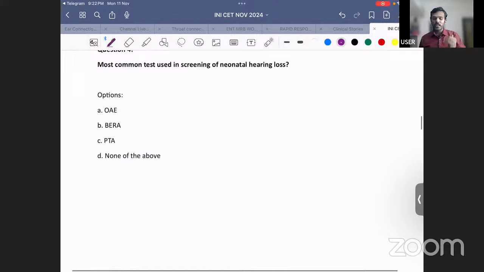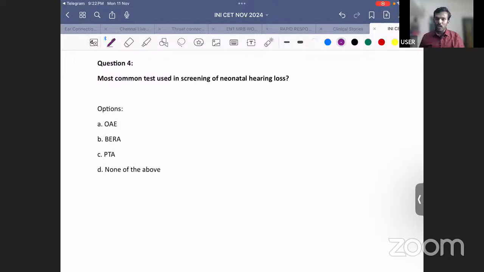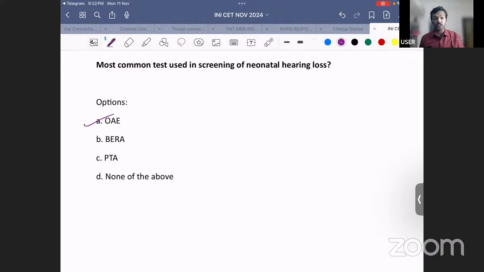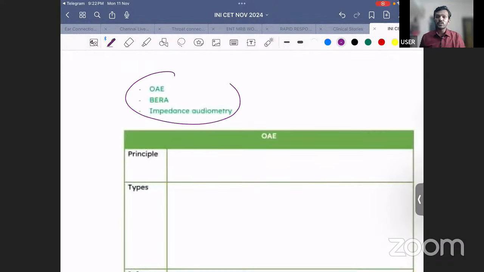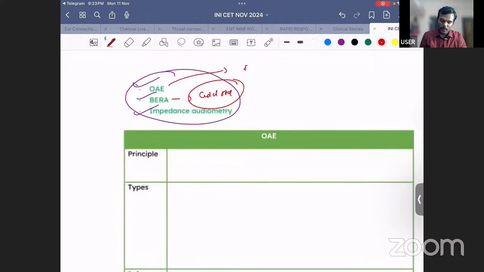So most common test used in screening of neonatal hearing loss. Okay, cakewalk question. Comparing to BERA, OAE is the best screening test of choice. So let's get back to the discussion. These three are the objective tests done for hearing. In subjective tests, we have to rely on the response from the patient, whereas in objective tests, we don't have to rely on the response from the patient. We will have some electrical recording of all the parameters that we are going through. So OAE, BERA, impedance are very important, out of which BERA is the gold standard for diagnosing many sensorineural hearing loss. OAE is a screening test.